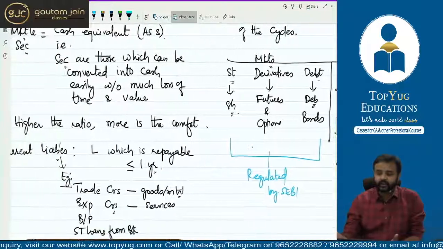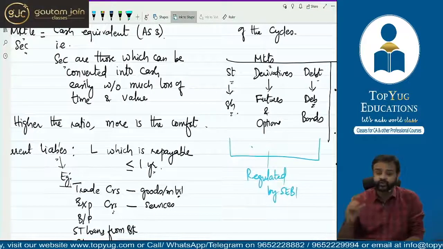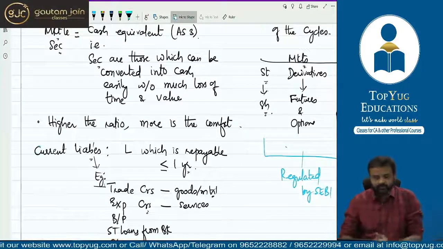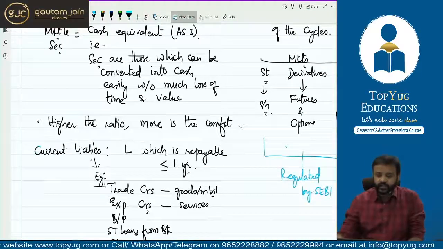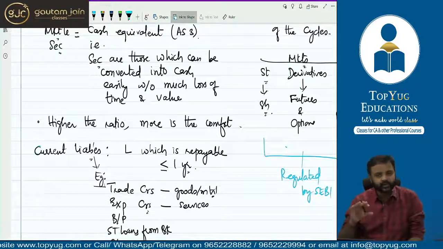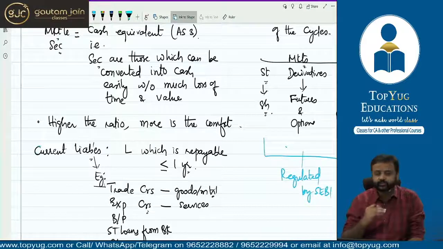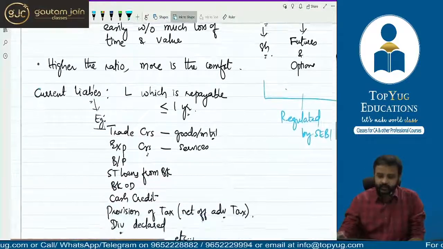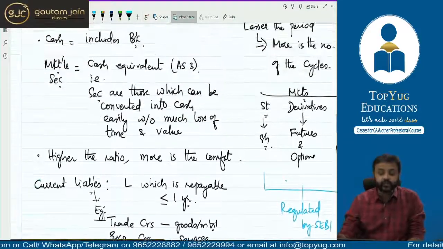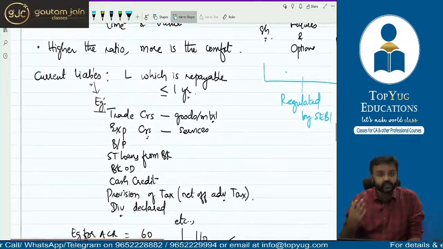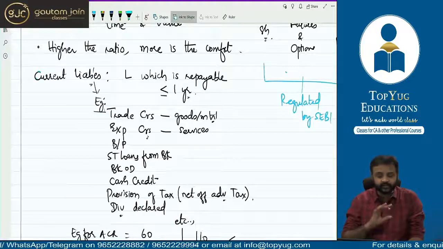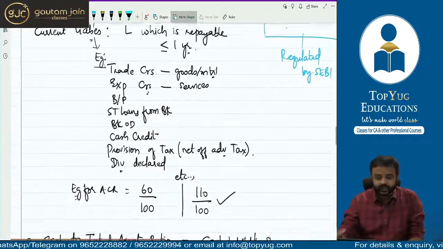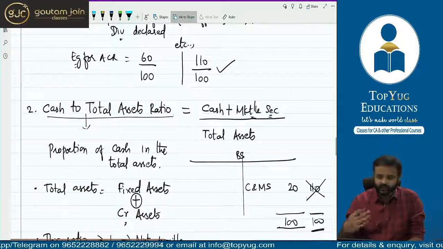And we said we'll be talking about these types of things when we go to sources of finance, right? So marketable security is nothing but cash equivalent, can be converted into cash whenever they want without much loss of time or value, correct? Then we said the higher the ratio, the more the comfort. That means there is an adequacy to pay off those current liabilities, right? Enough cash is there, so it's good. Current liabilities we have discussed, I'll not revise that again.